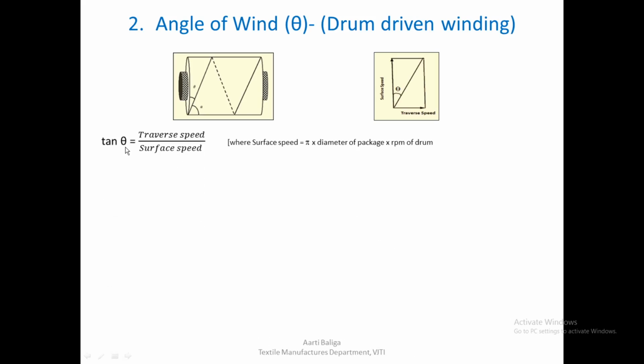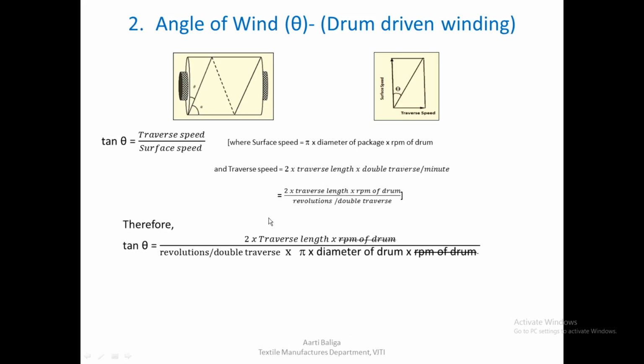We have already seen this. Tan theta is equal to traverse speed upon surface speed, where surface speed is equal to pi into diameter of the package into RPM of the drum, and traverse speed would be 2 into traverse length into double traverse per minute. We have just seen this in the earlier formulas that we discussed. So this is also equal to traverse length into RPM of the drum divided by revolutions per double traverse, where I've replaced this double traverse per minute with this particular equation here. So this is my new formula for traverse speed.